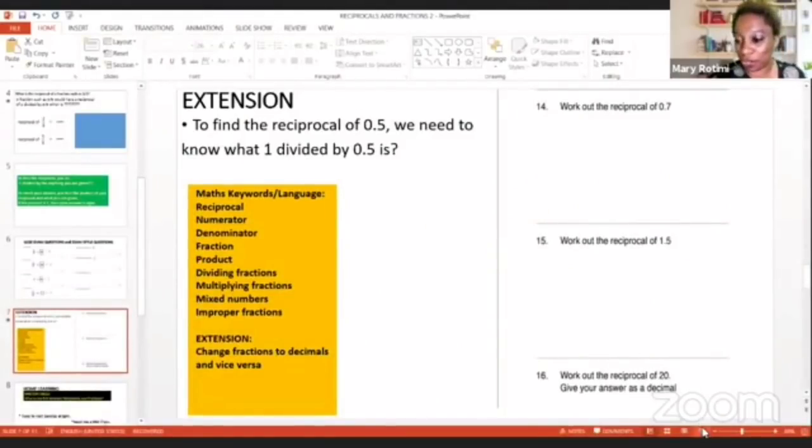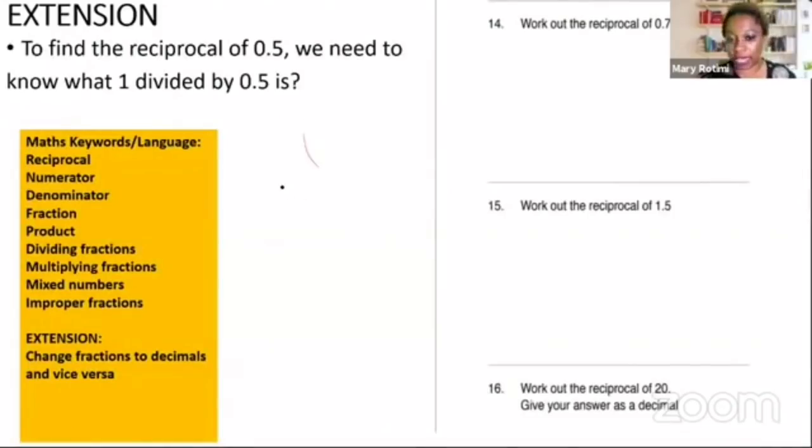So I'm just going to show you how you can do 1 over 20 as a decimal. So I'm going to use this space here. 1 over 20 is the reciprocal of 20. We all know that because reciprocal means 1 divided by the number you were given. So 1 divided by 20 would give you 1 over 20. This is the answer as a fraction, but they want it as a decimal.